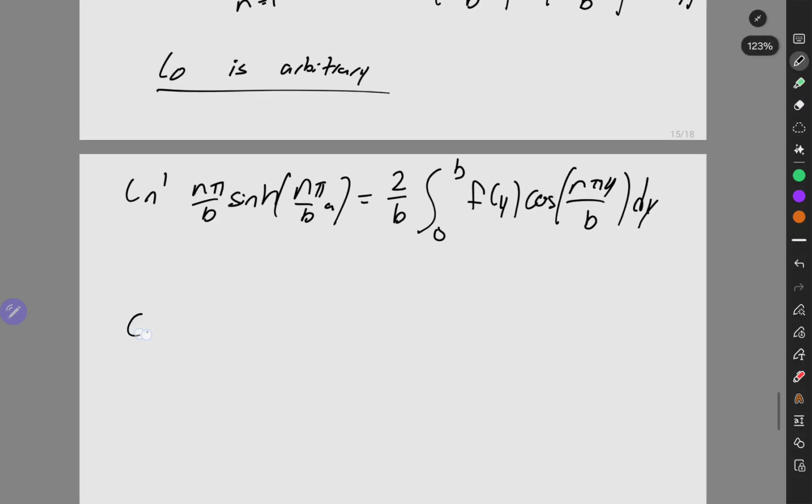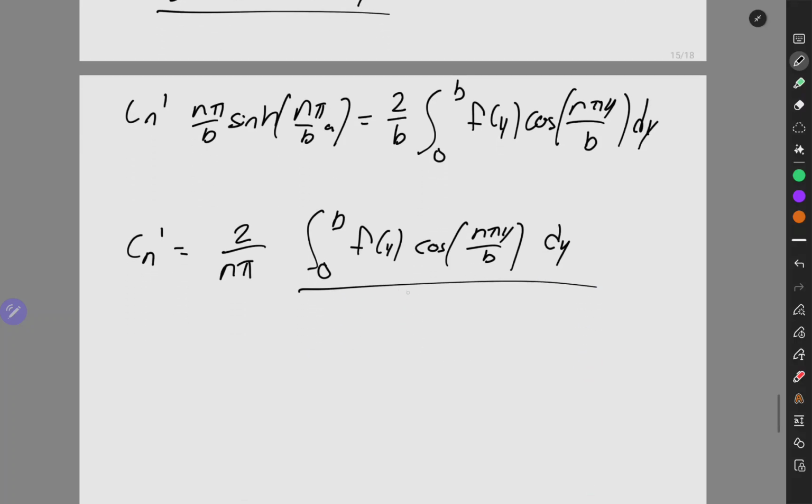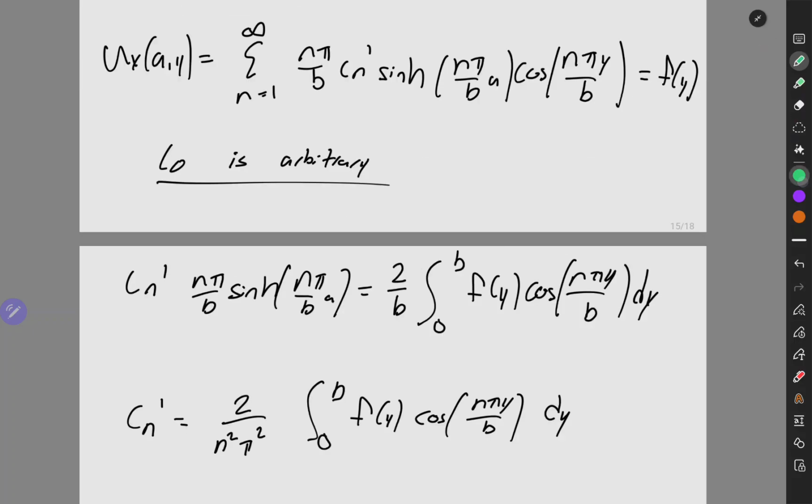So then C sub n prime is equal to 2. Well, that b is going to disappear, so we're left with 2 over n pi times over n pi. So this can become n squared pi squared, right? So that's going to be our answer, basically.